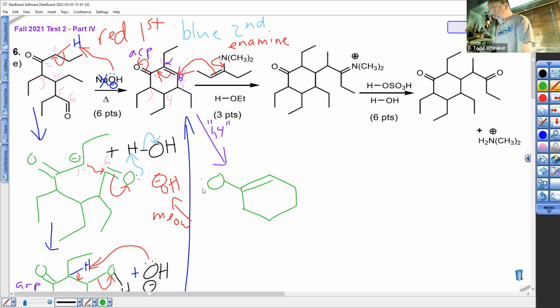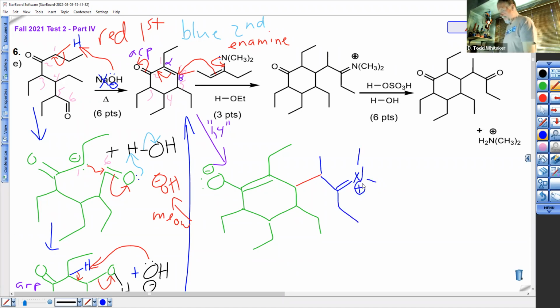Enolate. With ethyls everywhere. Well, not quite. 4 out of 6 positions. And we've got our double bond to N with the new bond here. I'm just going to copy the piece above it. I'm going to put it in blue. Nope. Double N. There you go.